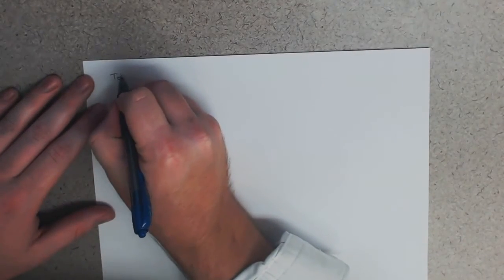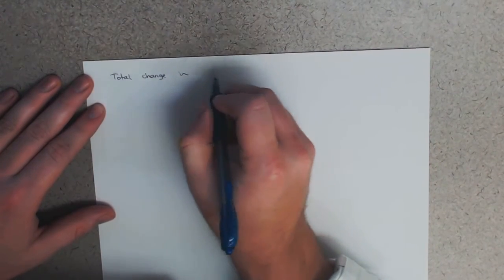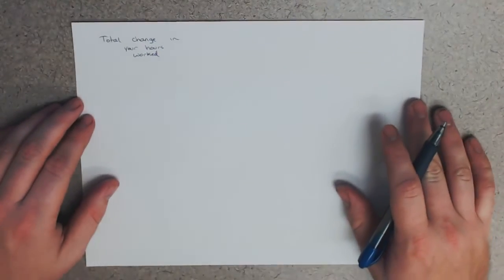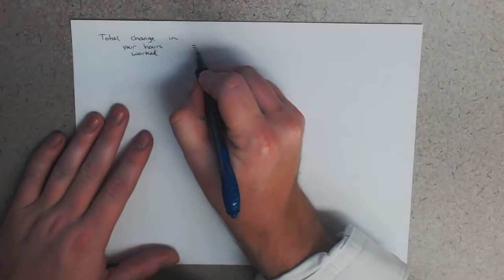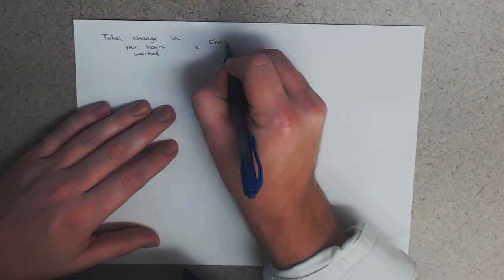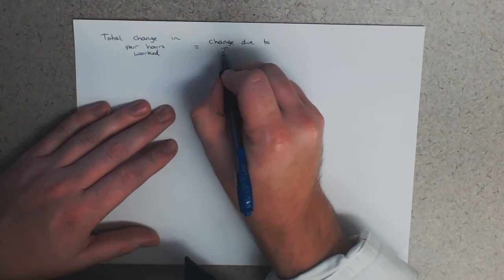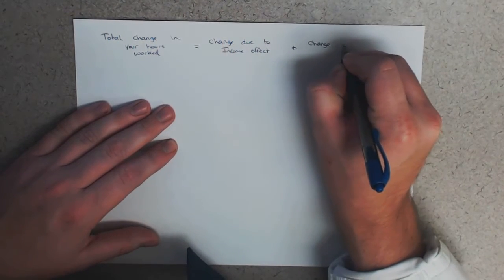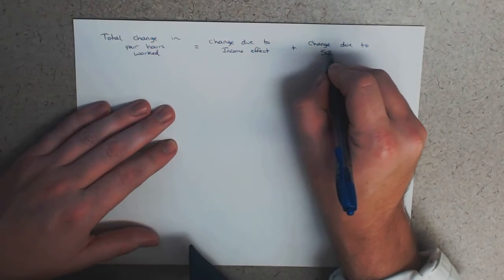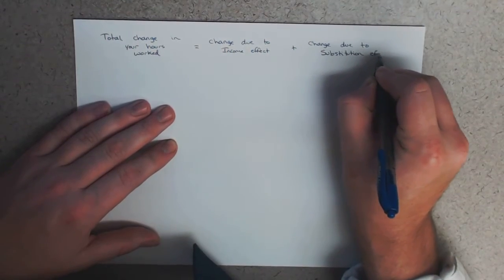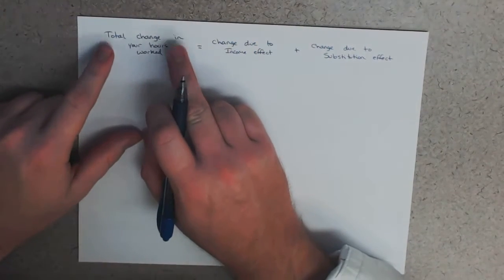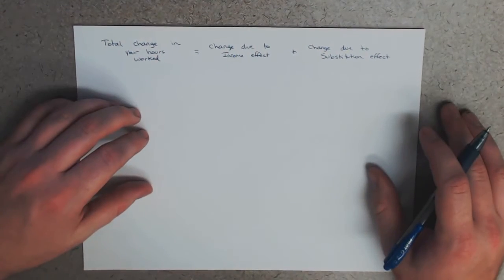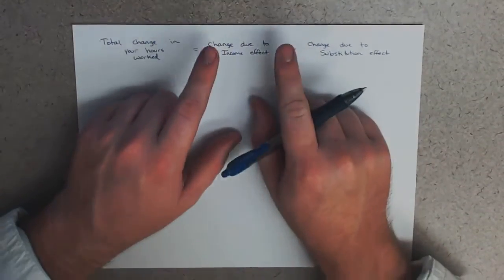So let's explain it as this. There's a total change in your hours worked. Okay, so there's a total change. So, you work 10 more hours. Okay, and what we're going to say is that this is equal to the change due to the income effect plus the change due to the substitution effect. Right? And so we can intuitively understand the total change, right? This is no problem. This is a very easy thing. Like I say, you get a $10,000 raise, and all of a sudden you're working more hours. Okay, so we can understand that one.